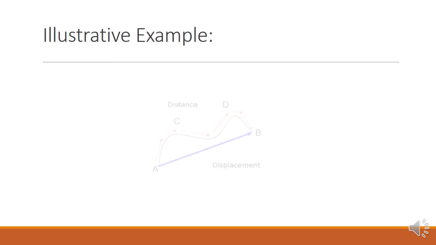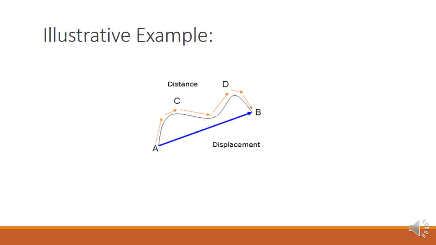the distance. Now as you can see, you can move from point A to point B by multiple ways. You can directly go from A to B, you can go from A to C, C to D, and then D to B. When you are traveling from A to C, C to D, and D to B, that is known as the distance.